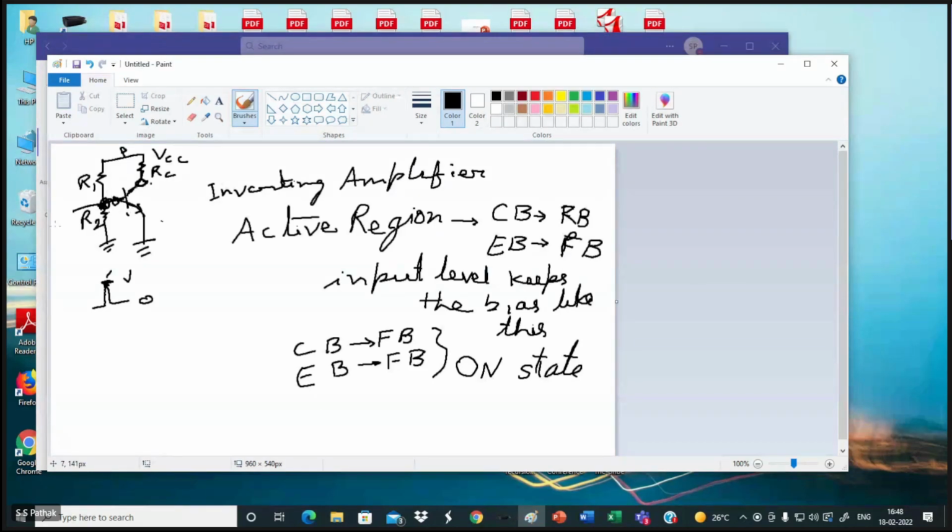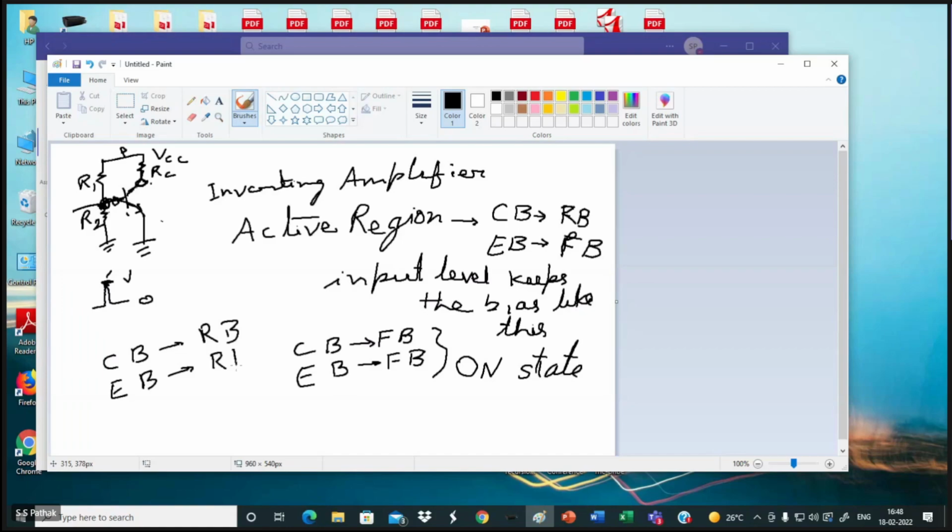So when we bias it at that time, such that the collector base junction is reverse biased and the emitter base junction is also reverse biased, no current will flow through this because both the diodes are reverse biased. Reverse bias resistance will be very high and negligible current will flow. So this one we call the off state.